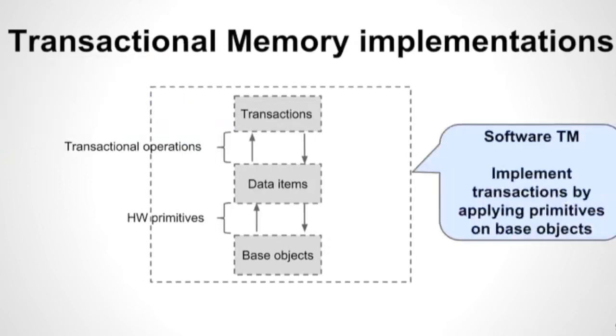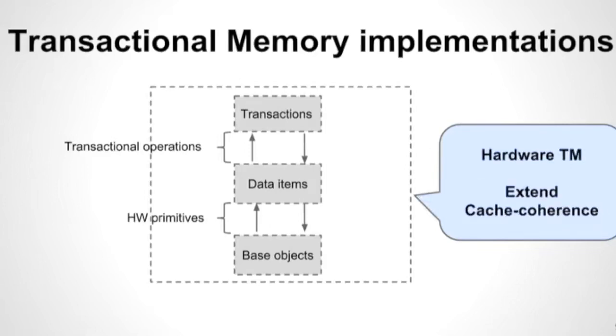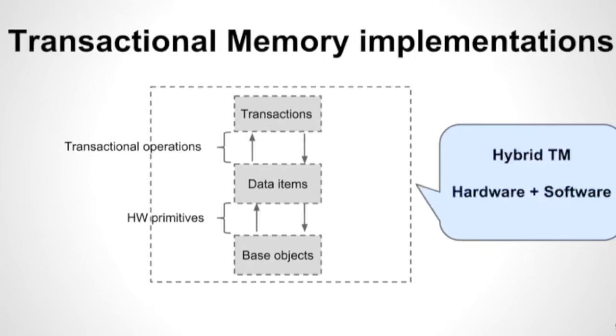So you can do this purely in software, just like designing any other data structure. You can implement these transactions by applying these primitives on these base objects. But what is really cool for us right now is that there is support for executing these transactions as part of the instruction set architecture, which basically extends the classic MESI cache coherence protocol. And in this talk, I'll be explicitly concentrating on this. But then there is a problem, right? Even hardware transactions can arbitrarily fail.